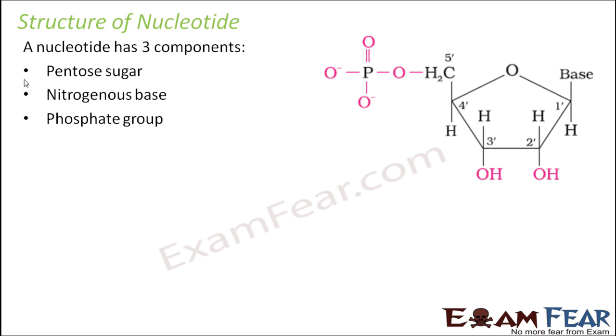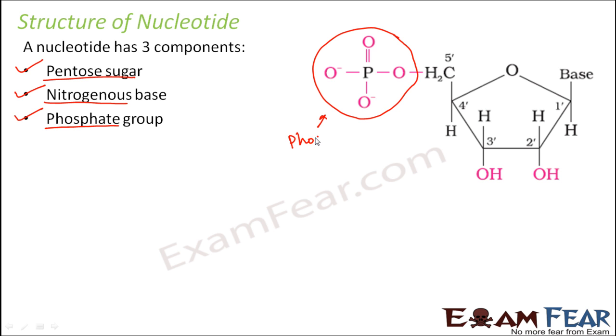Any nucleotide will have three important components. What are those components? Pentose sugar, nitrogenous base, and phosphate group. These are the three important parts of a nucleotide. Here you can see in the figure, this is the phosphate group.